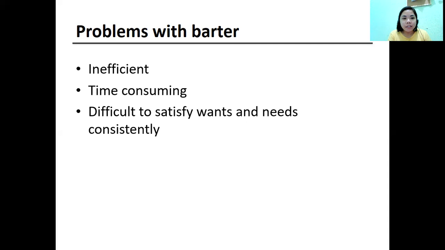And third, it is difficult to satisfy wants and needs consistently. It depends on the things that you are bartering. But yes, it is difficult to satisfy wants and needs consistently when we do bartering.